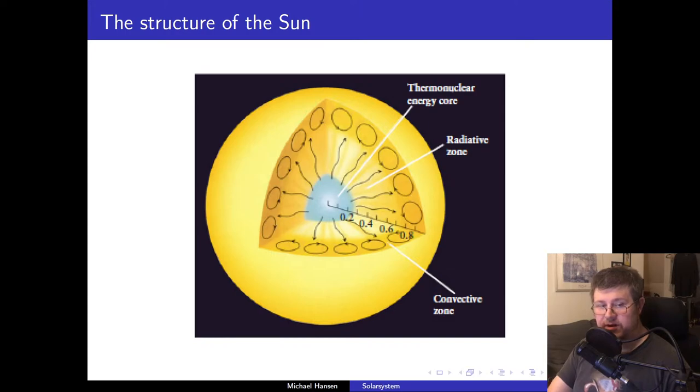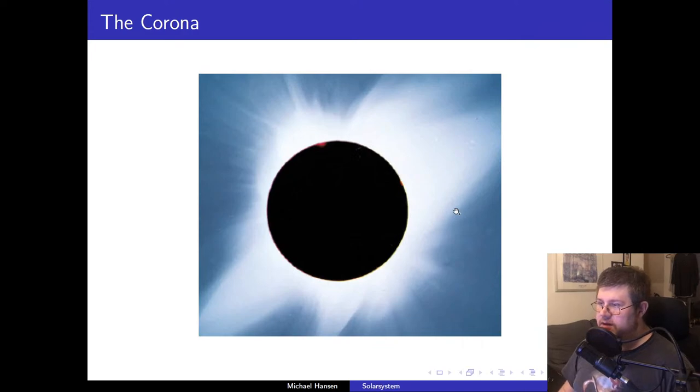It's not a transfer of matter. It's more a movement of matter. There's no matter that is transferred from this layer up to this layer here, but it's just circling around as the circles indicate. So that's the inner parts of the sun.